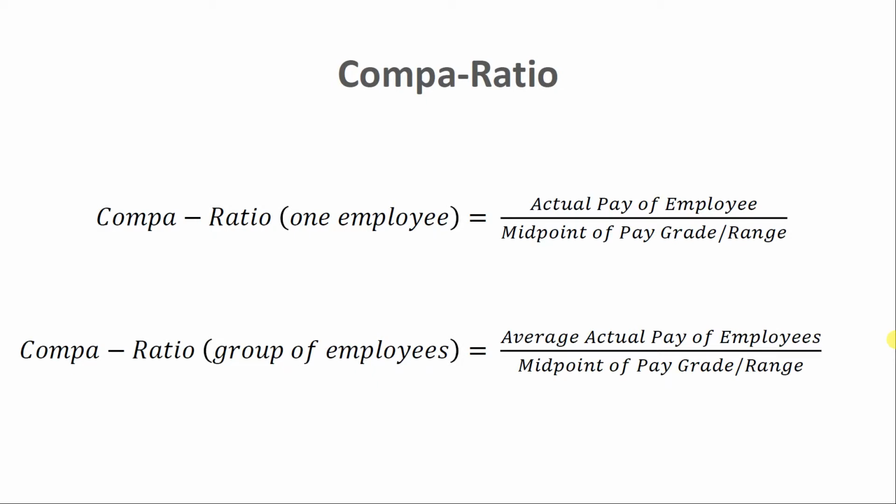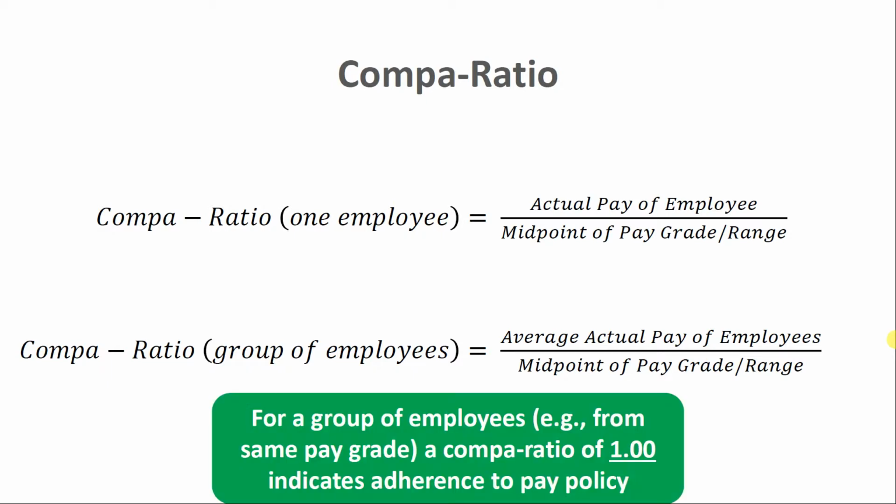Now, if we have a group of employees, let's say employees from a single job or employees from a single pay grade or a pay range, we can also calculate a compa-ratio for that group. And the way that we do it is, again, just using simple division here, and we would take the average actual pay of that group of employees divided by the midpoint of the pay grade or range that they reside within.